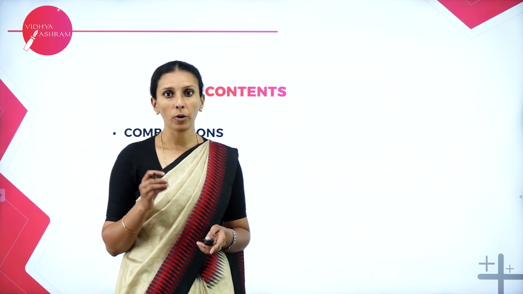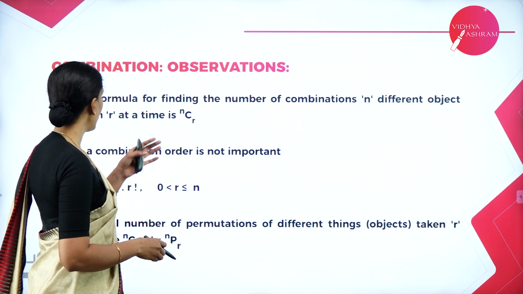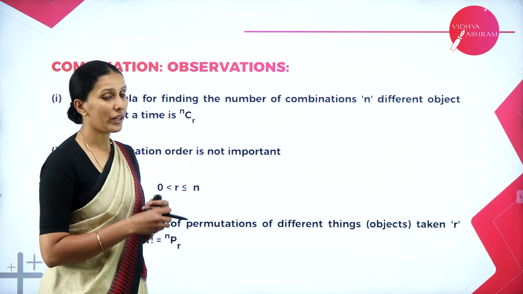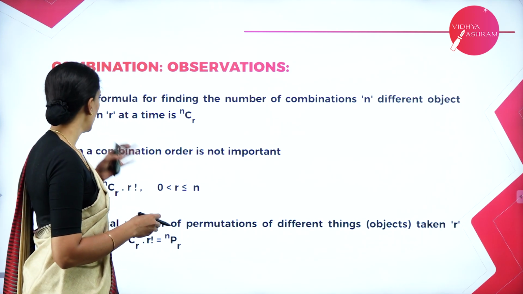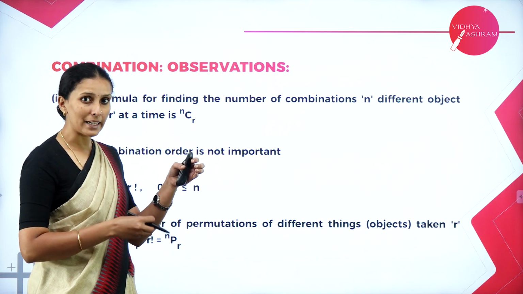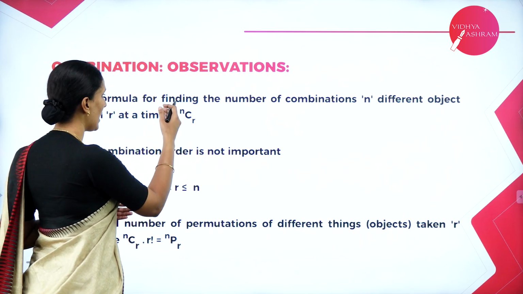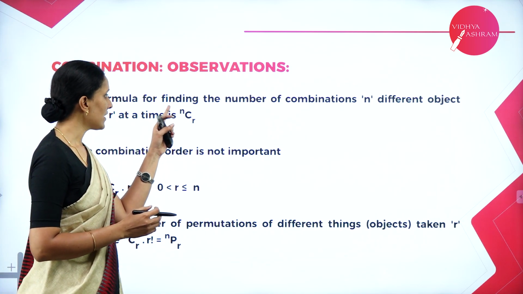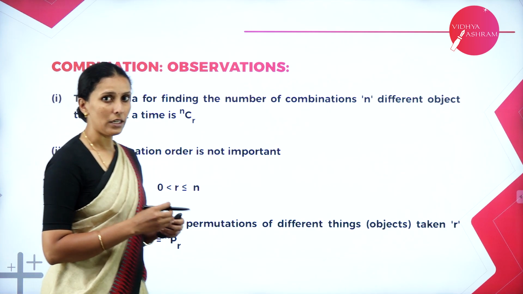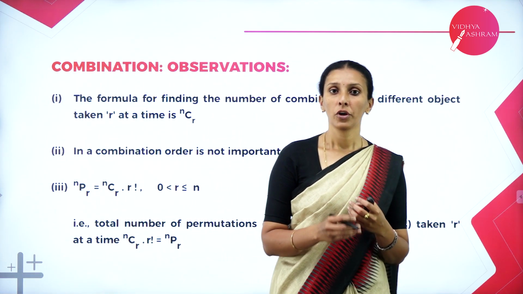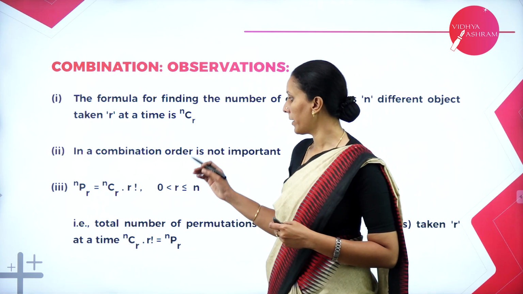When we talk about the combinations here, combination has a formula for finding the number of combinations of n different objects taken r at a time. That means out of 10 students, choose any 3 students. That can be represented as 10Cr. So now the general form is nCr. Here the order, as I said already, is not important when we are talking about the combination.